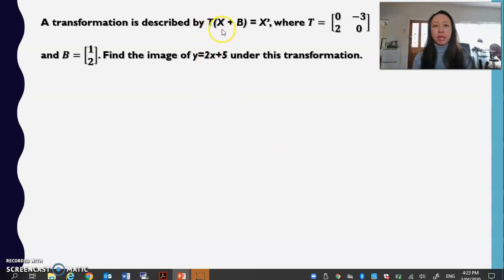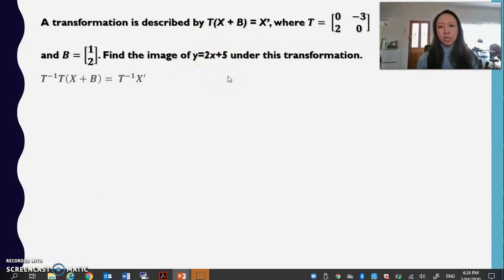T(x) + b equals x prime, where T is a given transformation and b is actually a translation. Find the image of y equals 2x plus 5 under this transformation. So we need to write out the equation of the image here.